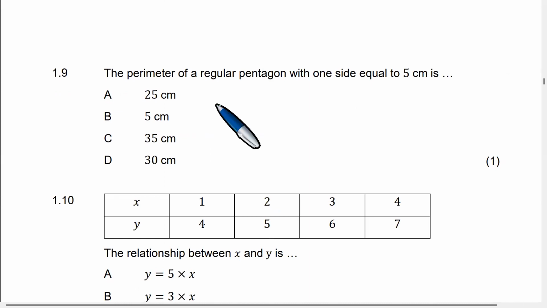The perimeter of a regular pentagon with one side equal to 5 is what? Is it A, 25, B, 5, C, 35, D, 30? Which one? Okay, think about it. I'm coming.